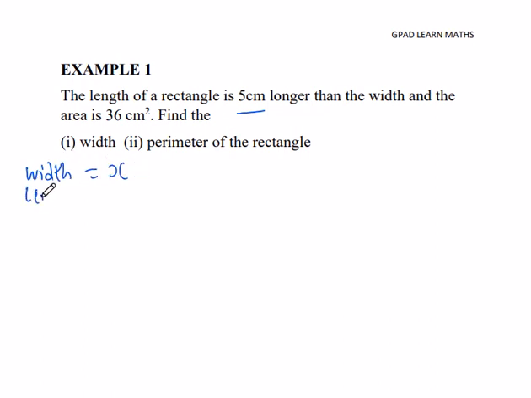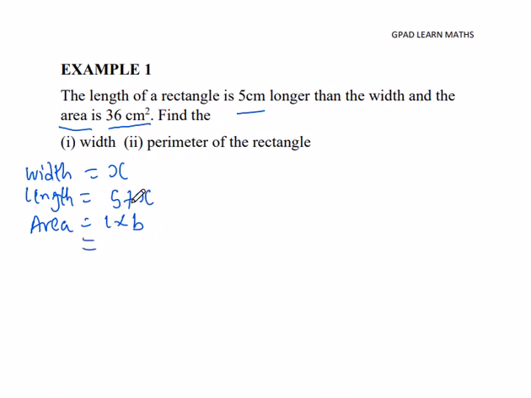I'll say let the width be equal to x. And what do you think the length will be if the width is x? The length will be what? 5 plus x. Yes, 5 plus x. Do you know why? Because we're told that the length is 5 centimeters longer. So this will be the length of this rectangle. Look at something. We were given the area as 36 centimeters square. So what I'll do here is to write the formula for calculating the area of a rectangle. And the area is equal to length times breadth.